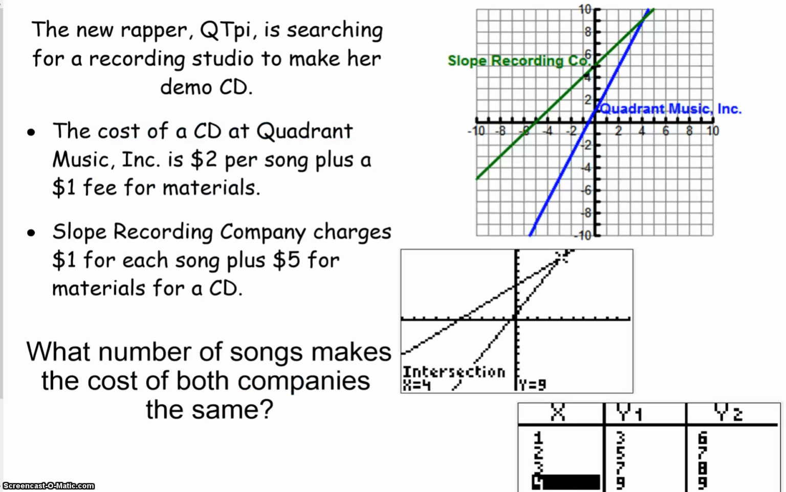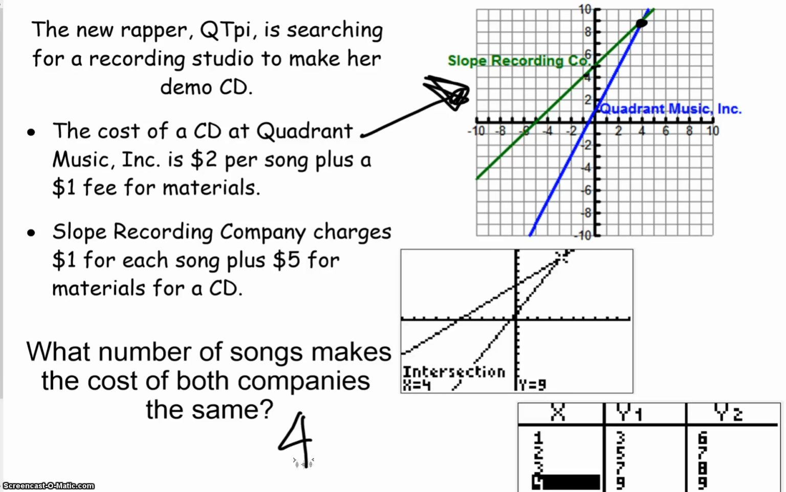This is what your graph and your table should look like. So this right here is what your graph should look like on your recording document. You'll notice that it intersects at 1 point. So what number of songs makes the cost of both companies the same? That's where they're going to intersect. So what number of songs? The answer is 4.